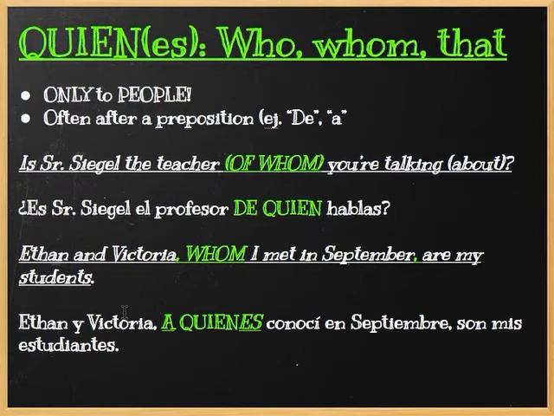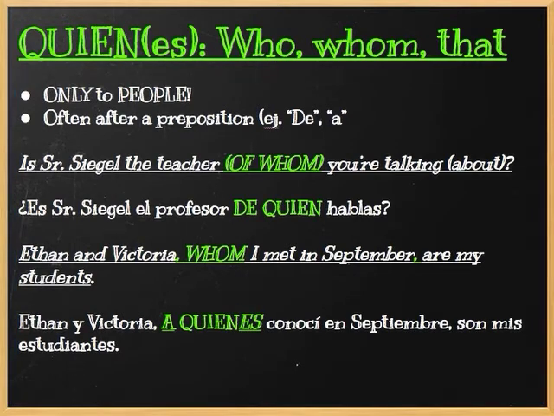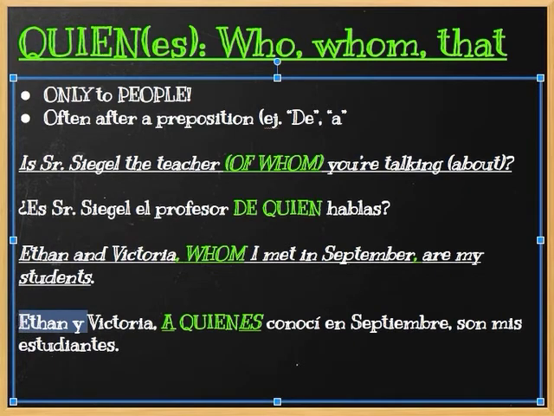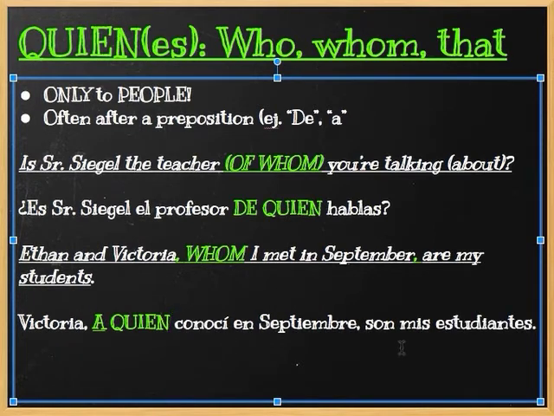Ethan and Victoria, comma, whom I met in September, are my students. Ethan y Victoria, again, a quienes, because it's they, right? Conocí en septiembre son mis estudiantes. So if I were just talking about Victoria, I would say what? Victoria, a quien conocí en septiembre, es mi estudiante.